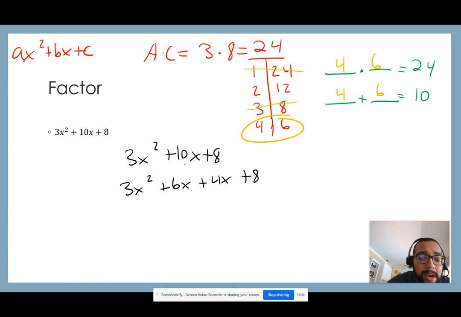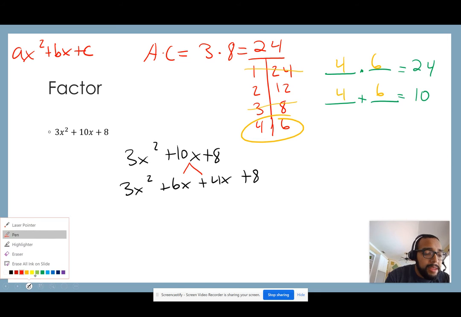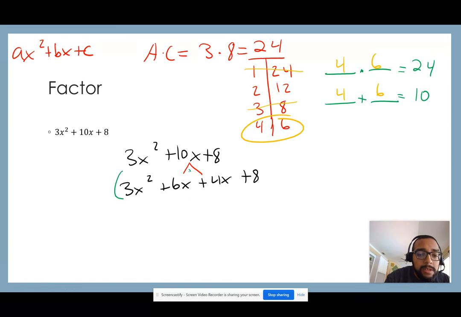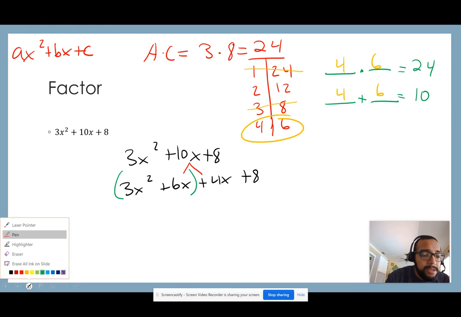Again, I broke up this 10x as two separate terms. And mathematically, I'm still fine. I haven't done anything illegal yet because 6x plus 4x is 10x. So I'm still having my expressions, they're equal to each other. So I'm still good, I'm still fine. This is why it's important that we find two numbers that add up to be our B term. Okay, next part is you are to worry about the first two terms and then the last two terms.